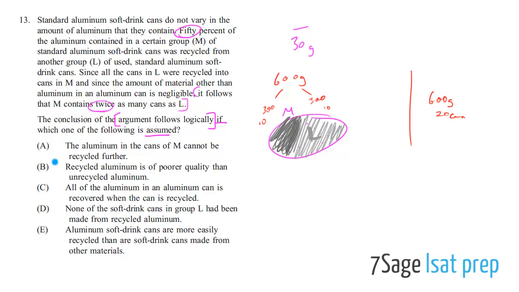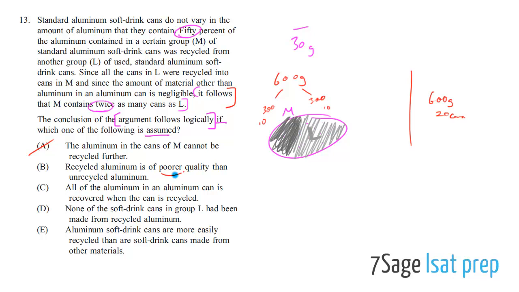That's something that we need to make sure doesn't happen. So if we read the answer choice, it says the aluminum in cans of M cannot be recycled further. That doesn't help us. Right. If we stipulate that once you become an M can, you cannot recycle aluminum any further, how does that force this conclusion to be true? How does it force M to have twice as many cans as L? It doesn't. Who cares what you do with the aluminum in M?